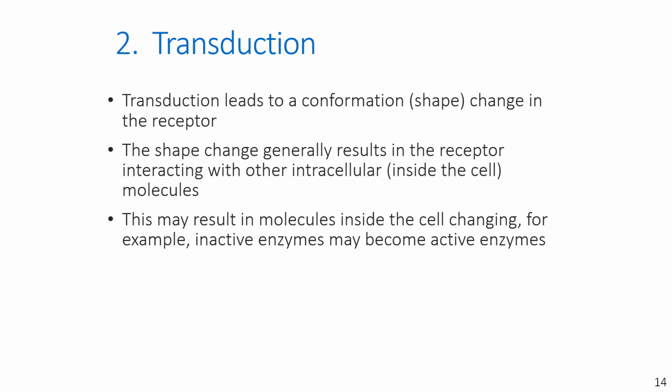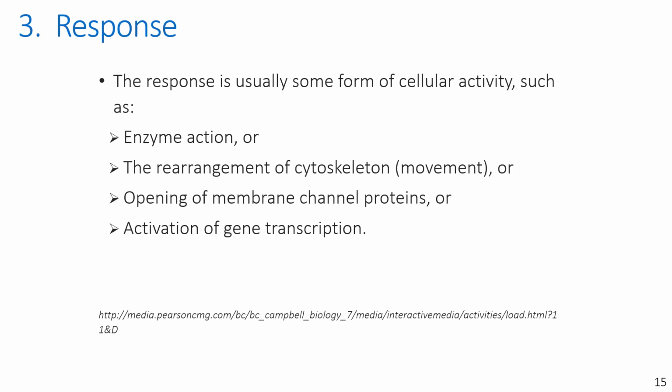So in the transduction stage, when the receptor changes shape, that will result in secondary messengers being activated in the cell. Those secondary messengers could be enzymes being activated, it could be just other molecules that pass the signal along, anything like that, just something that passes the signal along through the cell. The response is usually some type of cellular activity, like an enzyme action, or the cytoskeleton changing, or a channel protein opening, or a gene being transcribed. Apoptosis may be an action as a result of it. But basically, due to the transduction of the signal, the cell does something. That's the key thing.